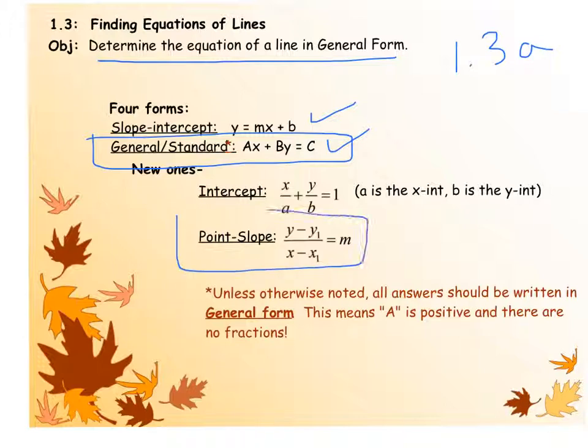Point-slope form, if we slightly rearrange this formula: y minus y1 equals m times x minus x1, where m is the slope and (x1, y1) is one point that we know is on the line that we are trying to find the equation of. Okay, that's going to be a useful form for us to use. A lot of times it's our starting point based on the information we have.